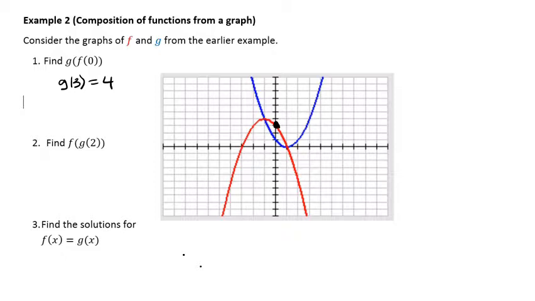And there's my solution. If I want to find f of g of 2, I just do the opposite. I find g of 2 first. g of 2 is 1. So then I'm finding f of 1, and f of 1 is 0. And there's my solution. For where f of x equals g of x, I'm looking for points of intersection on the two graphs, the x values for the points of intersection. So I have f of x equal to g of x at x equals 1, and at x equals -1.